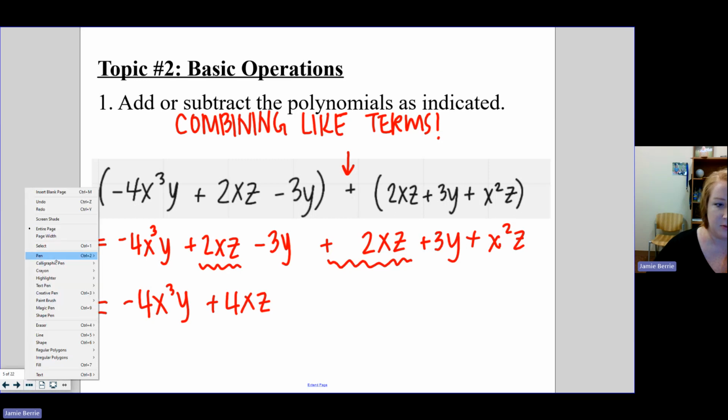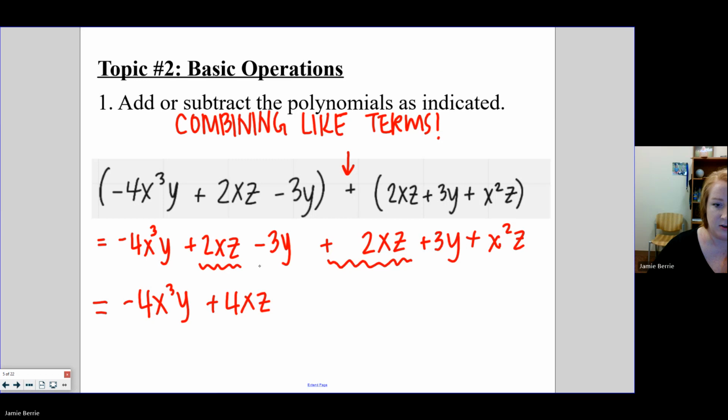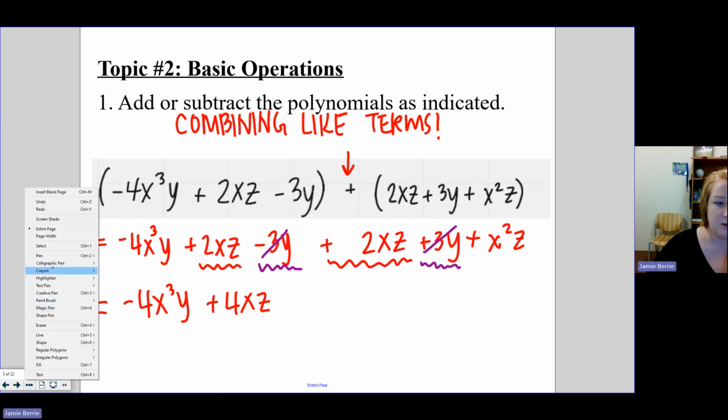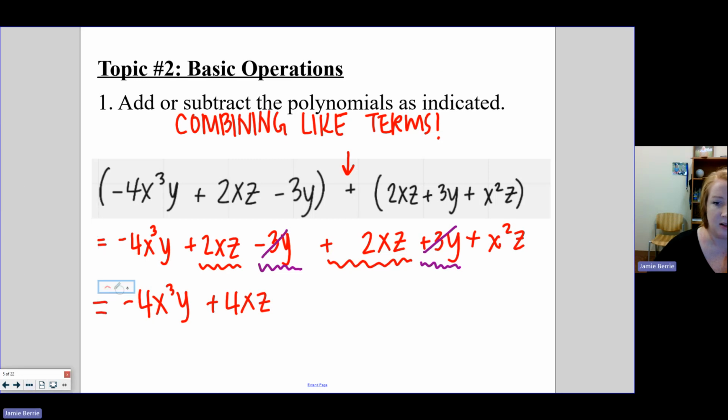All right, then let me switch to a different color. Negative 3y, looking for a like term there. We got a positive 3y. So negative 3y plus 3y, those are actually going to cancel each other out. All right, and then our last term, x squared z, no like term, so it just gets dropped down.